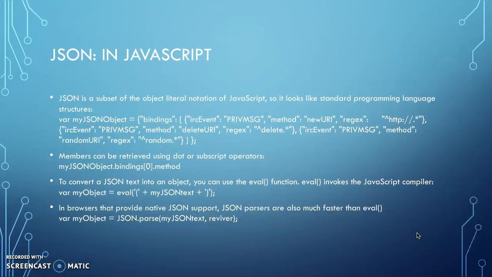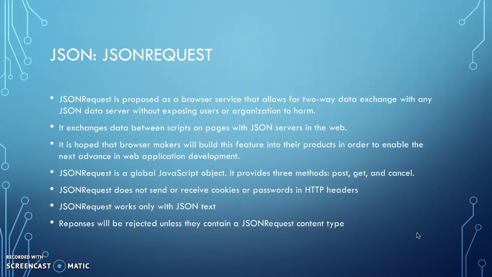And so JSON, as I mentioned, is a subset of JavaScript, so it's very easy to understand if you're familiar with JavaScript, and it looks like standard programming languages. You can see I have an example here of a complex data structure. Members can be retrieved using dot or subscript operators, and to convert a JSON text into an object, you can use the eval function. In browsers that provide native JSON support, JSON parsers are also much faster, and it's really nice that you can actually do that natively in a browser.